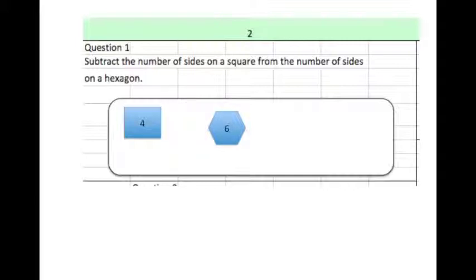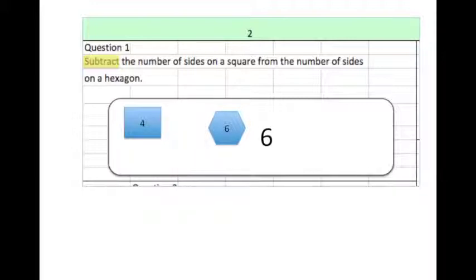And the question is asking us to subtract, which means take away. So we're going to take away 4 from 6. 6 take away 4 equals 2.